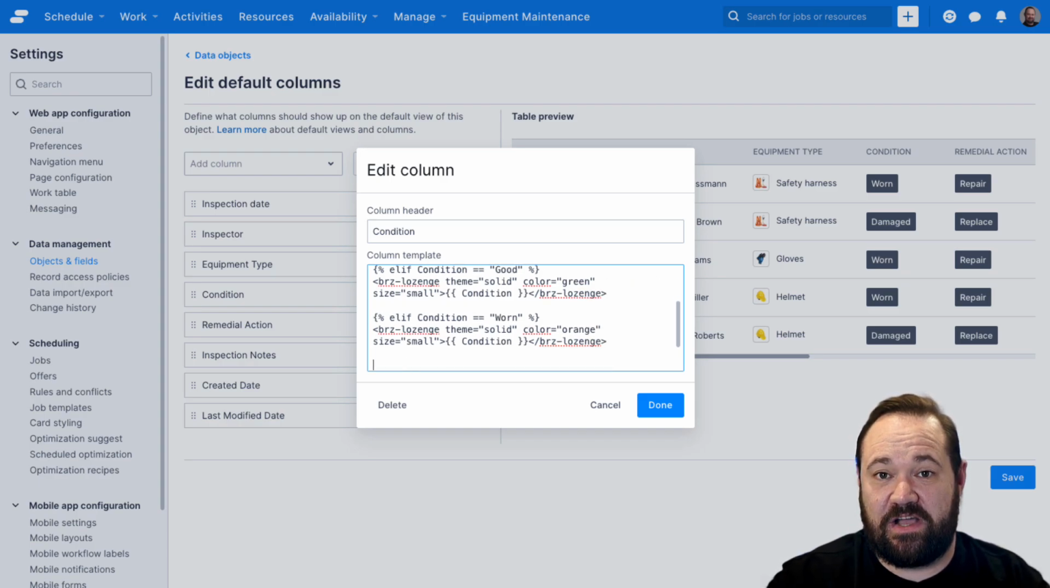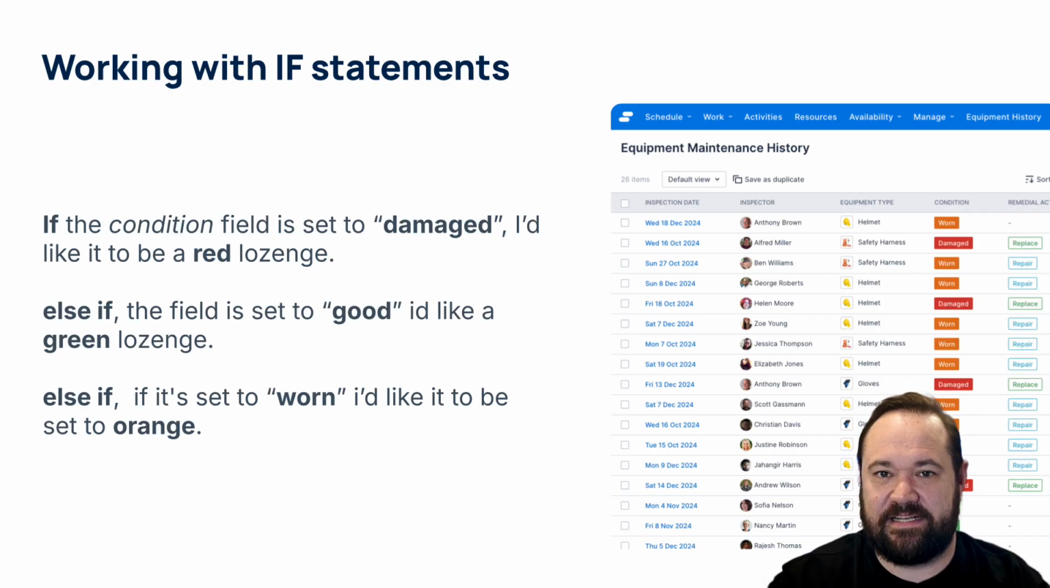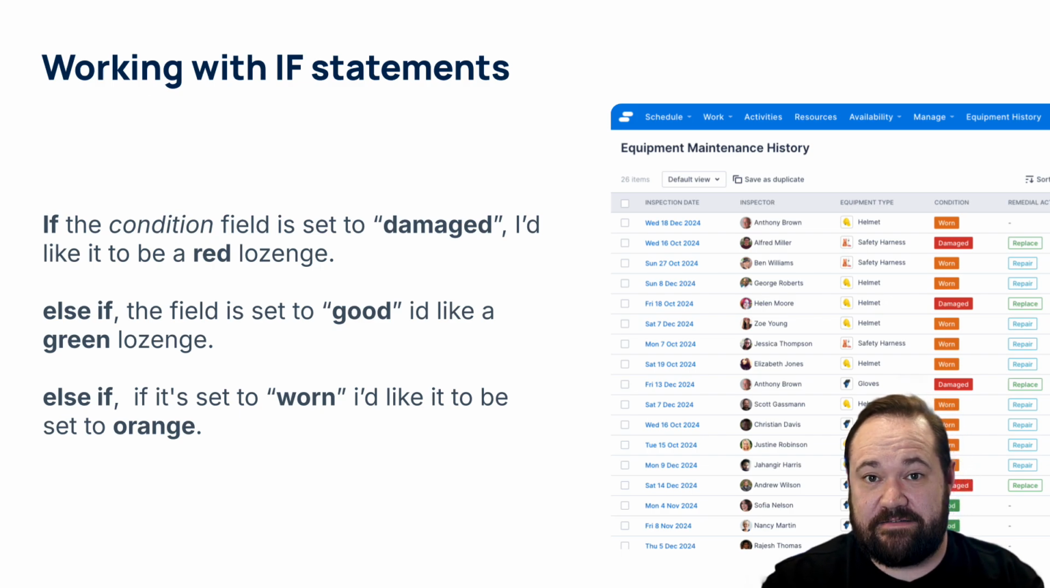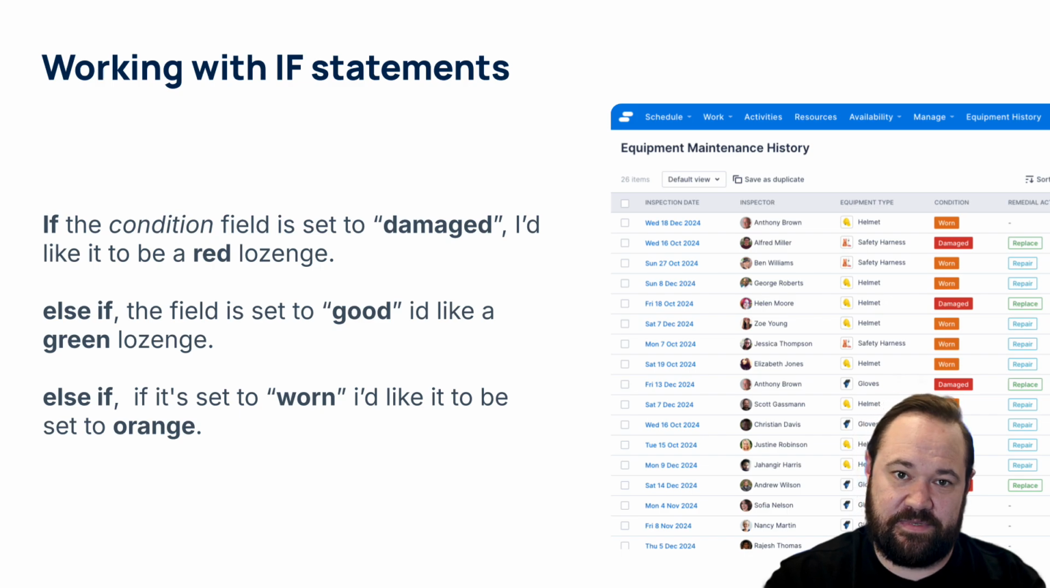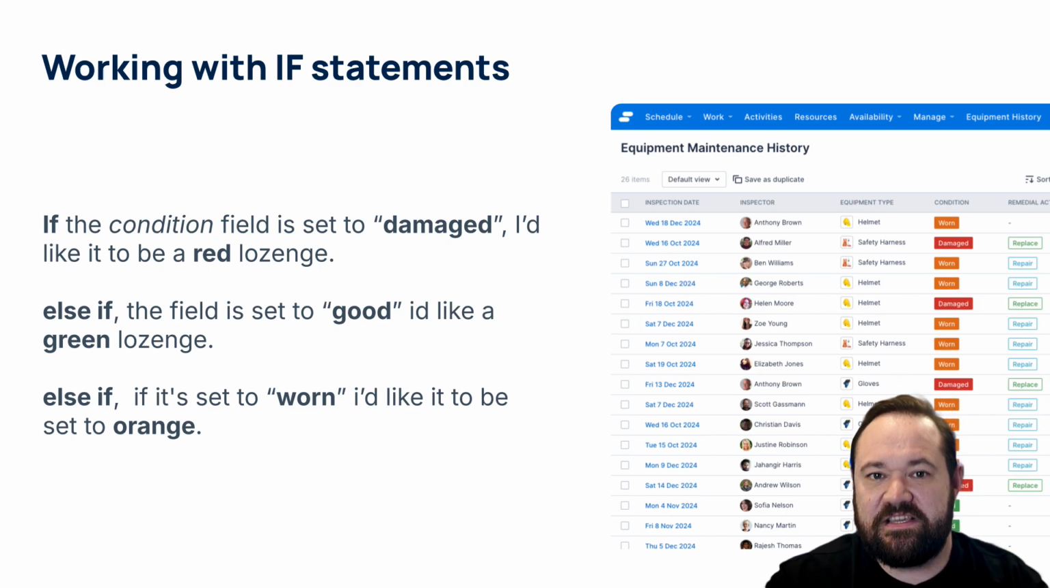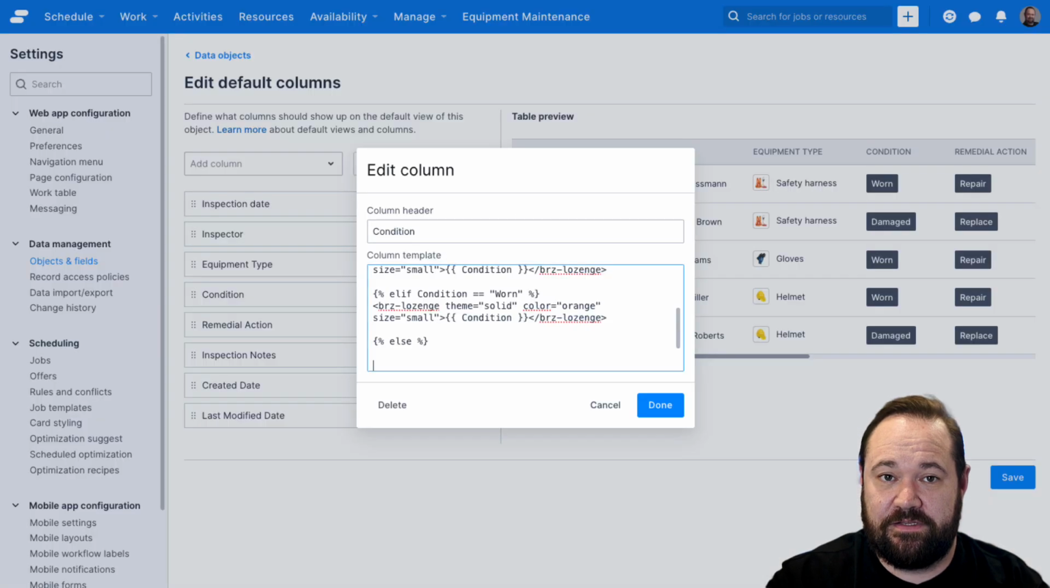You'll notice that each time we add a new condition that needs to be checked, it starts with elif, which simply stands for else if. So if you convert that to spoken English, it's like saying, if the condition field is set to damaged, I'd like it to be a red lozenge. Else if the field is set to good, I'd like a green lozenge. Else if it was set to worn, I'd like it to be set to orange. And we can just keep adding elif statements to check even more conditions if we needed to.